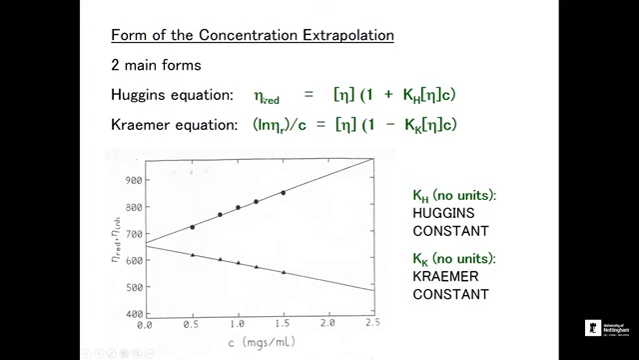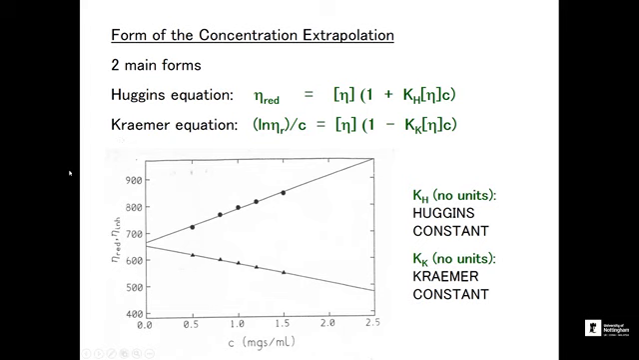It's a straight line equation. The reduced viscosity equals the intrinsic viscosity plus this constant, which is K_H times the intrinsic viscosity, and times the intrinsic viscosity again if you expand the equation, times concentration. So if you plot reduced viscosity against concentration, you get the intrinsic viscosity from the intercept here, and the slope is K_H, the Huggins constant, times intrinsic viscosity squared. We're not bothered about that, we're just bothered about this extrapolation.